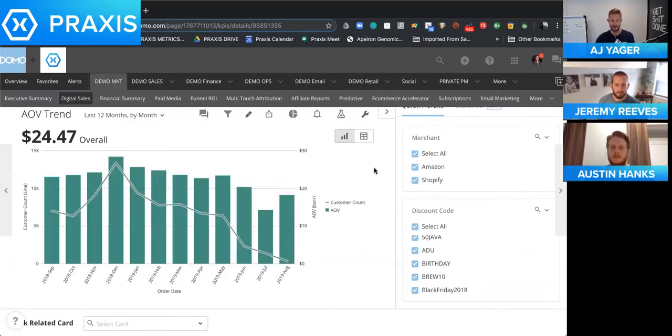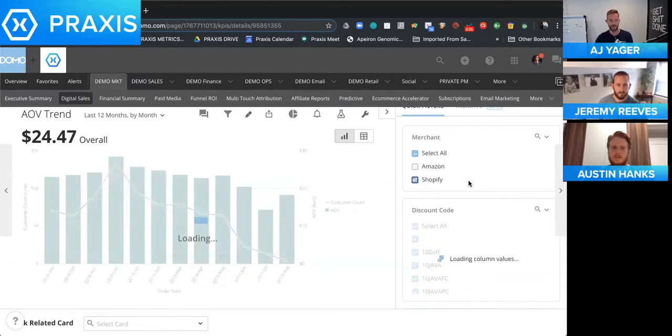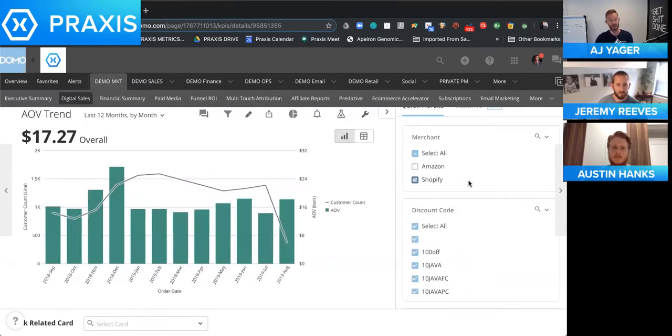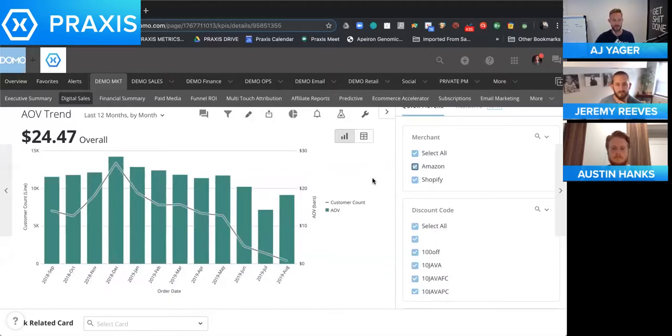And then also AOV by merchant, or what you're using. What is the average order value for Amazon? Okay. 26.31 overall, but then let's look at Shopify. Okay. Interesting, right? So we had revenue differences on the chart above, but as far as average order value, people are buying more on Amazon than they are on Shopify. Not too surprising, but Amazon does have more discounted prices. Usually people are maybe charging more on Shopify. So that's very interesting for this customer's profile.